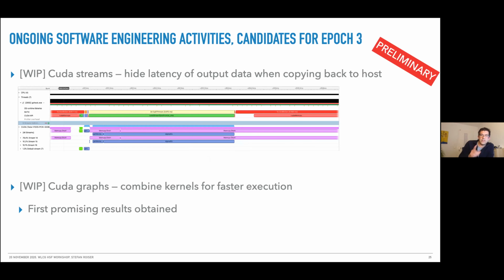So this is about future work that we are envisaging. These are things that we were looking into, for example, CUDA streams, in order to hide the latency of the data copy. We're also looking into CUDA graphs. There were very promising results, but we have to cross-check these numbers.